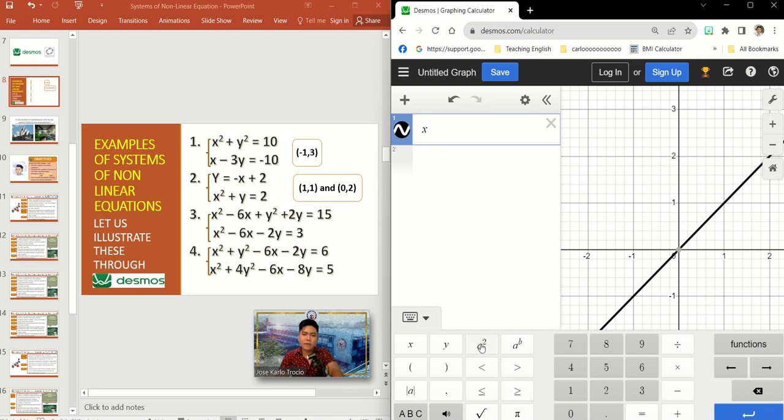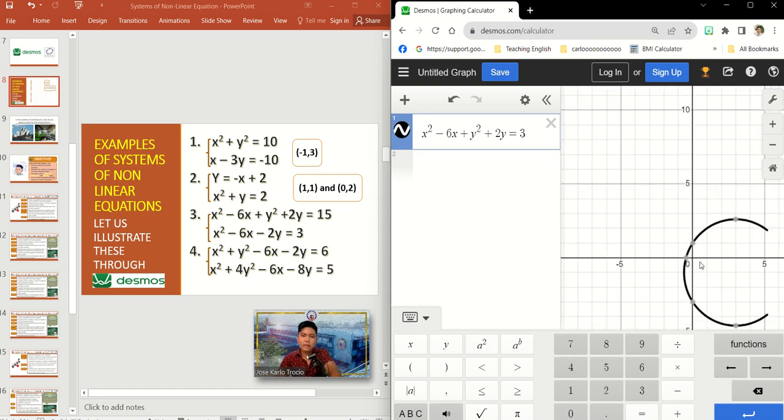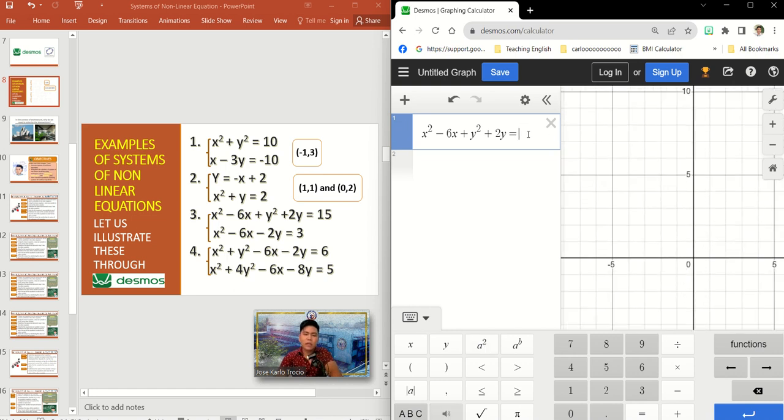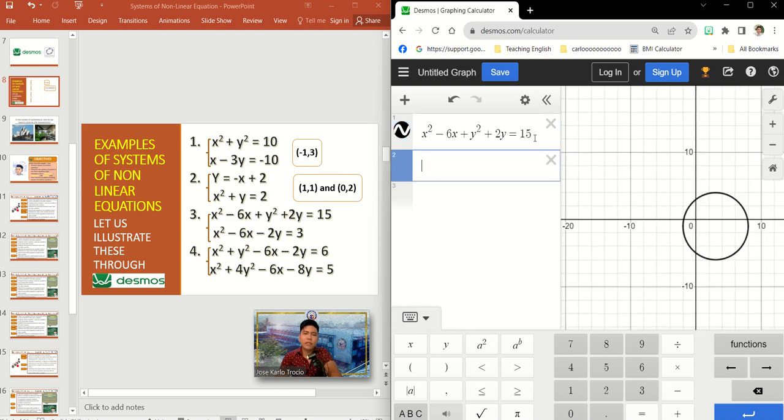You have x squared minus 6x, this is a long equation, plus y squared plus 2y equals 15, sorry. It looks like a circle, or could be an ellipse. The second one is x squared minus 6x minus 2y equals 3.